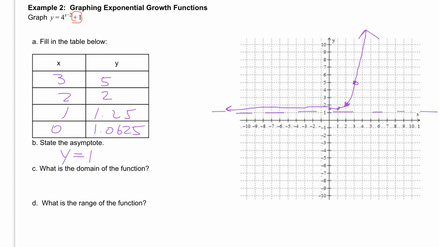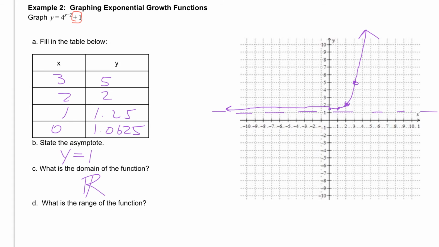Next I want to know what's the domain of that function. So our domain again is all our x values. Since this graph is going to continue to go to the left and it's going to continue to go up and to the right, we are taking care of every single x value that we need. So we could say the domain of our function is all real numbers.